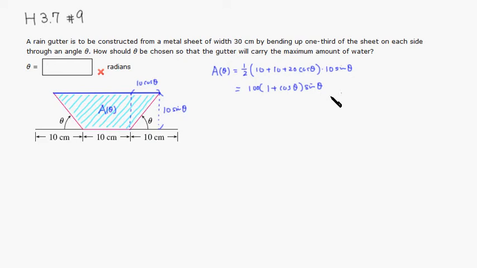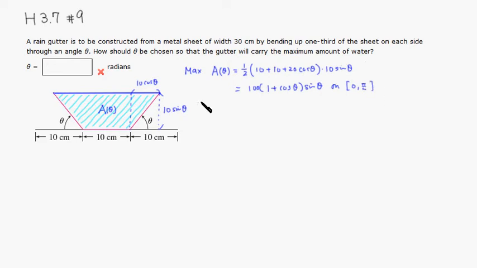Then we want to maximize this cross-sectional area over theta. Theta can go from 0 to, we don't want to exceed pi over 2, so we can just do 0 to pi over 2.